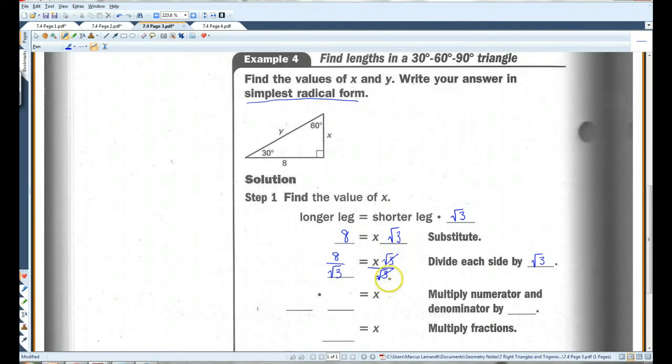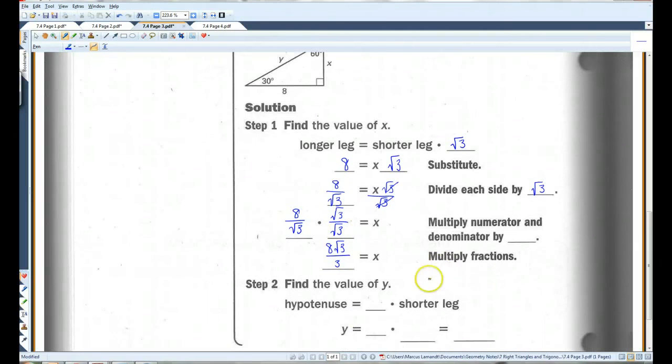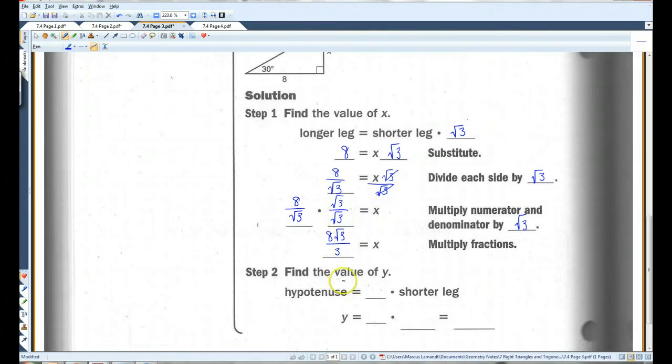So this cancels out. Now, hopefully you guys remember from algebra, you can't have a square root in the bottom. The way you get rid of it, the way you rationalize the denominator, is by multiplying top and bottom by whatever the square root is. Okay? So, root 3 times root 3 is 3. So you've got 8 root 3 over 3. And I multiply numerator and denominator by root 3. So, this is your x.